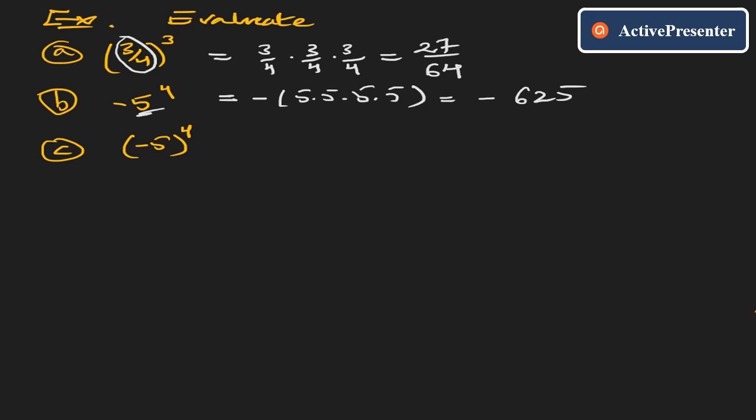If another question comes with -5 all to the power 4, our base here is what? Is -5. This means that the exponential can be written as -5 multiplied in -5 multiplied in -5 multiplied in -5, which will eventually equal to 625.